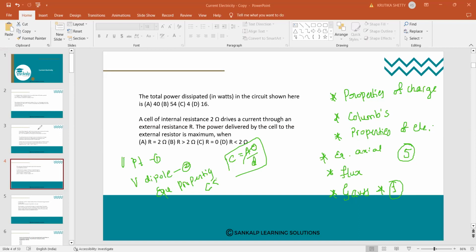Then in theory, polar dielectrics, non-polar dielectrics difference. Polar, non-polar dielectrics difference questions may come. Okay, so this is first and second topic.